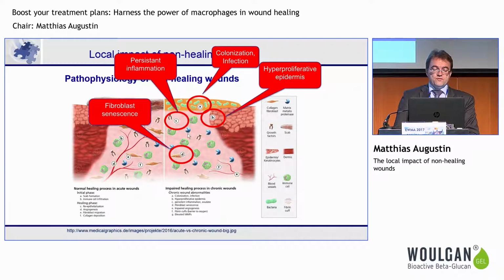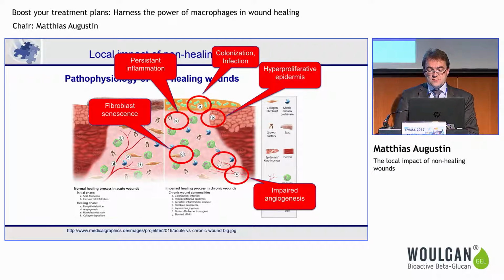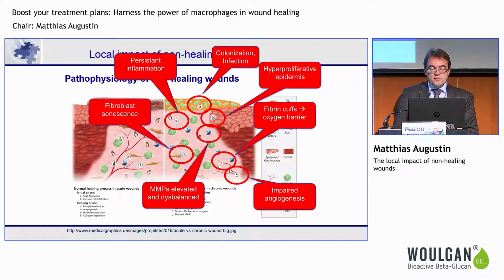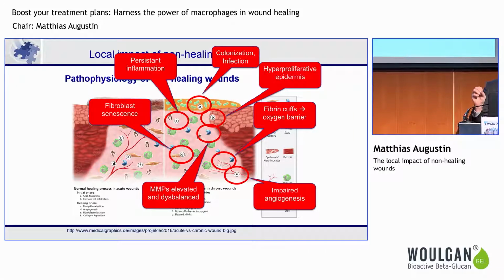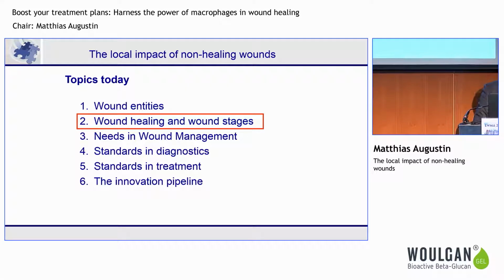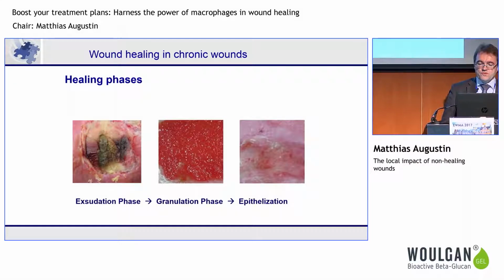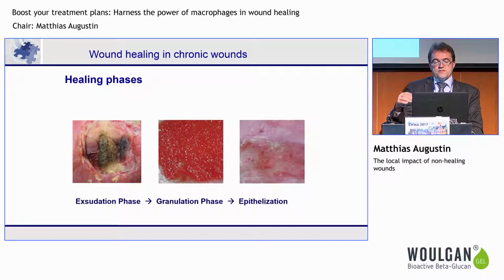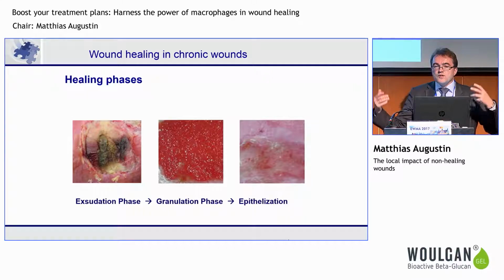We have a senescence of fibroblasts which get lazy enough. We have impaired angiogenesis and fibrin cuffs around the vessels. And finally, the MMP is elevated and disbalanced. So this is a series of problems which sometimes interact and which we need to identify in those wounds. And wound healing then happens if those problems are overcome in different stages or healing phases. We know those wonderful pictures when wounds start to granulate or to develop epithelium. This is what we want in our wounds.